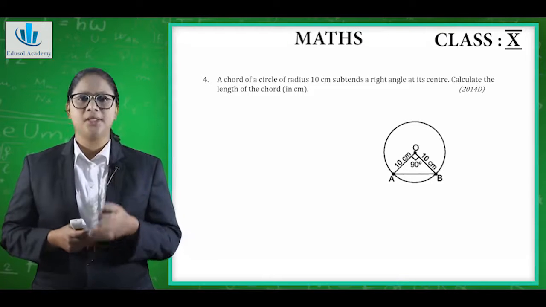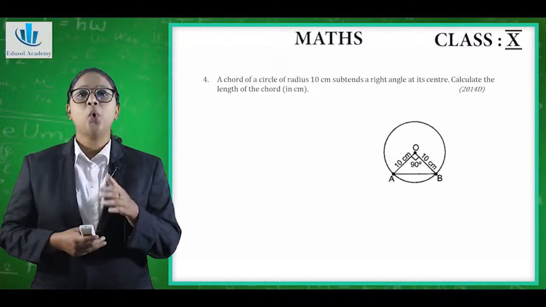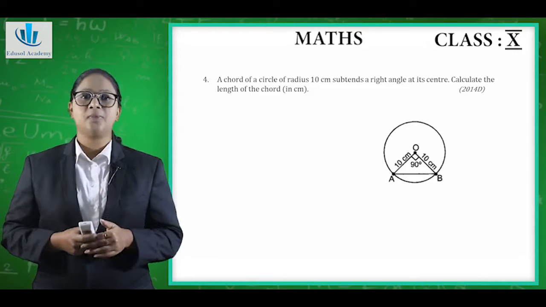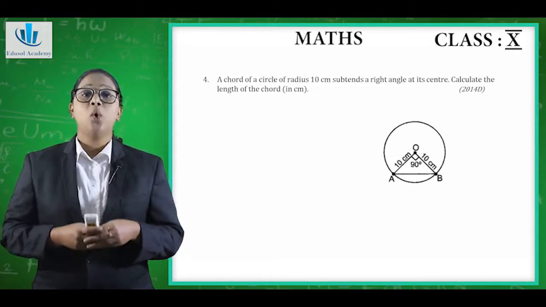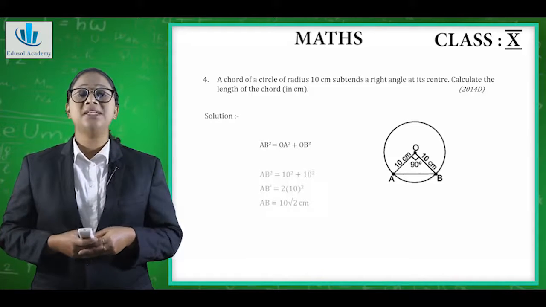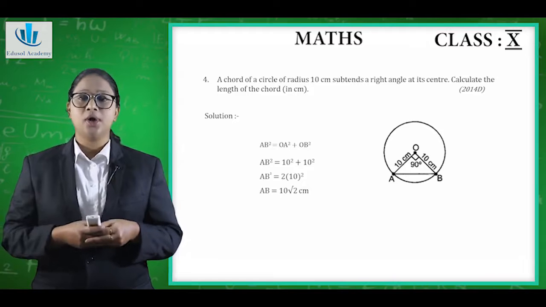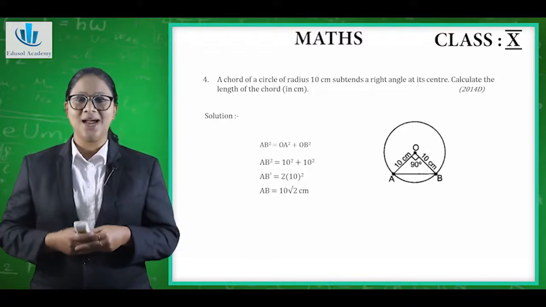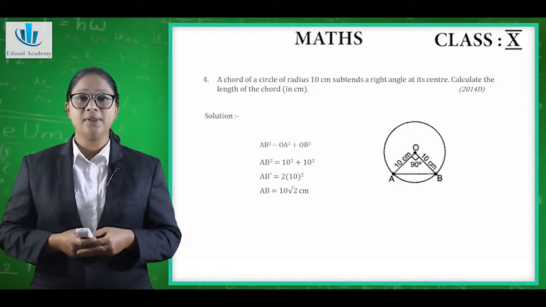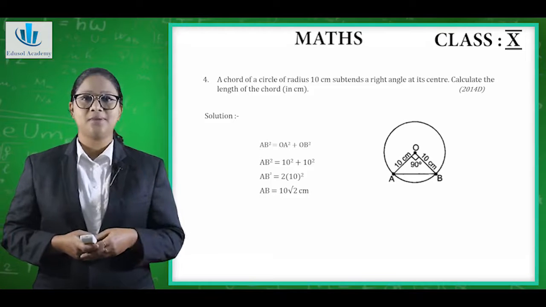So we can apply Pythagoras again. So AB square will be equal to OA square plus OB square. We know that both OA and OB are 10 centimeter each. So that makes it 10 square plus 10 square, or 100 plus 100. Now the final answer will be AB is equal to 10 root 2 centimeter.